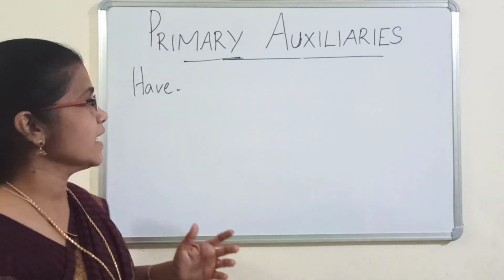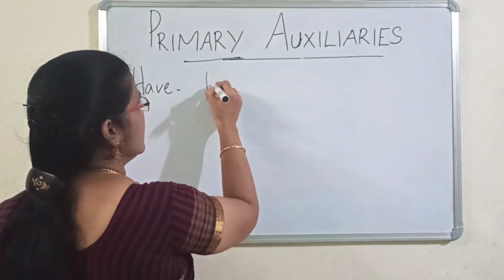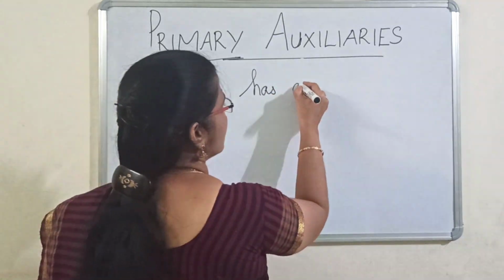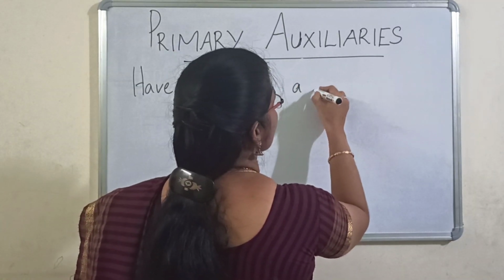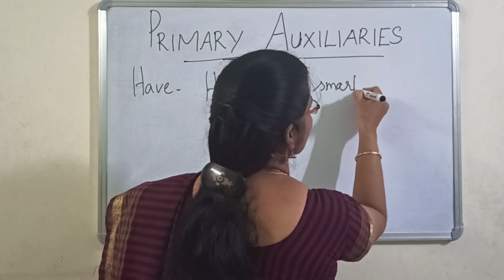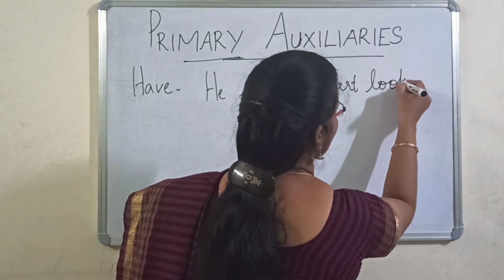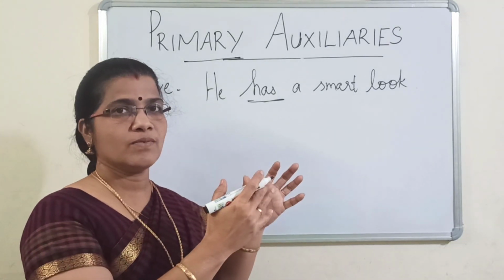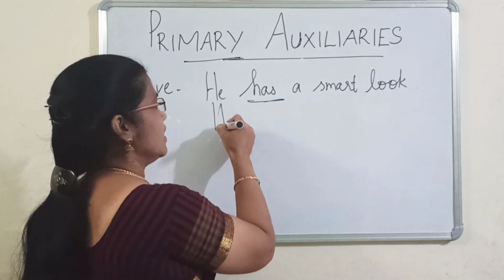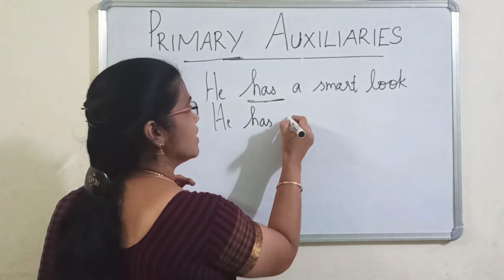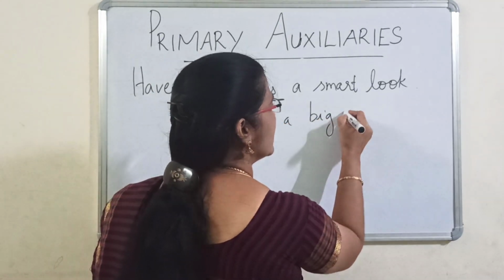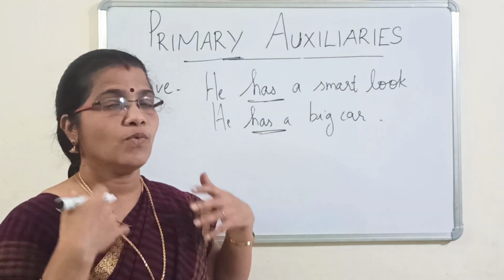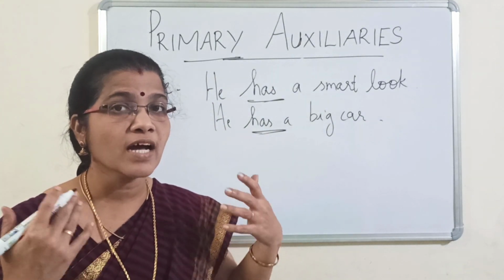So in sentences like she or he has a smart look. He has a smart look. Here I have used has. It shows appearance. If I say he has a big car, again I have used has here. It shows possession. What does he possess? He possesses a big car.